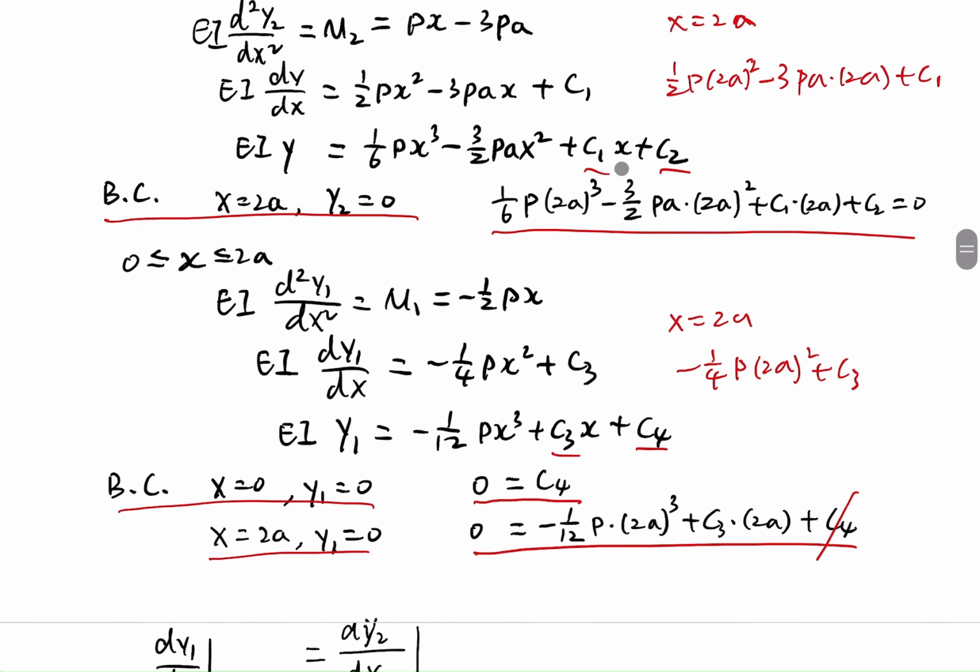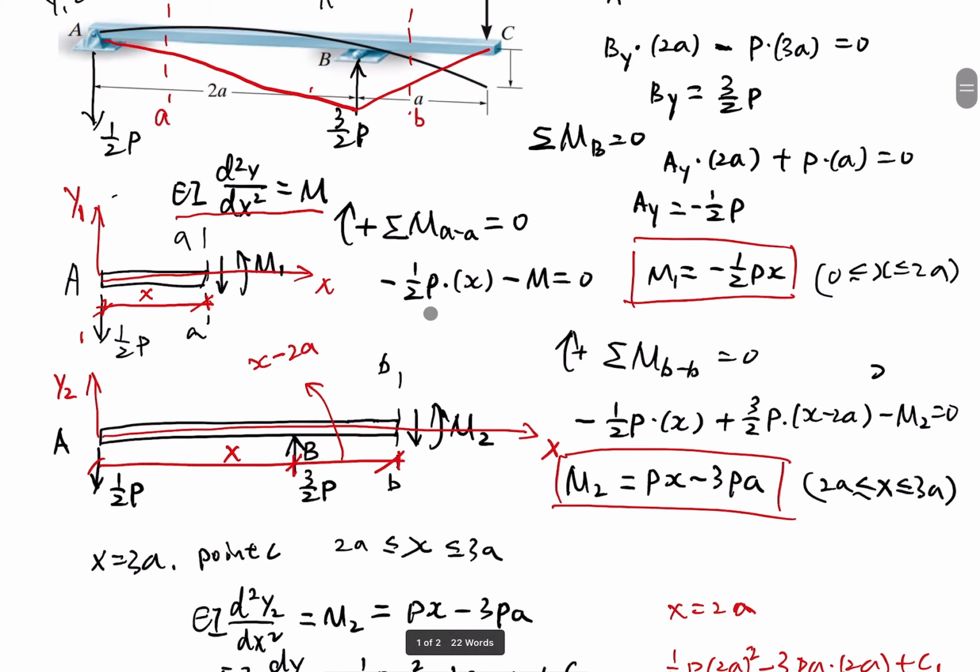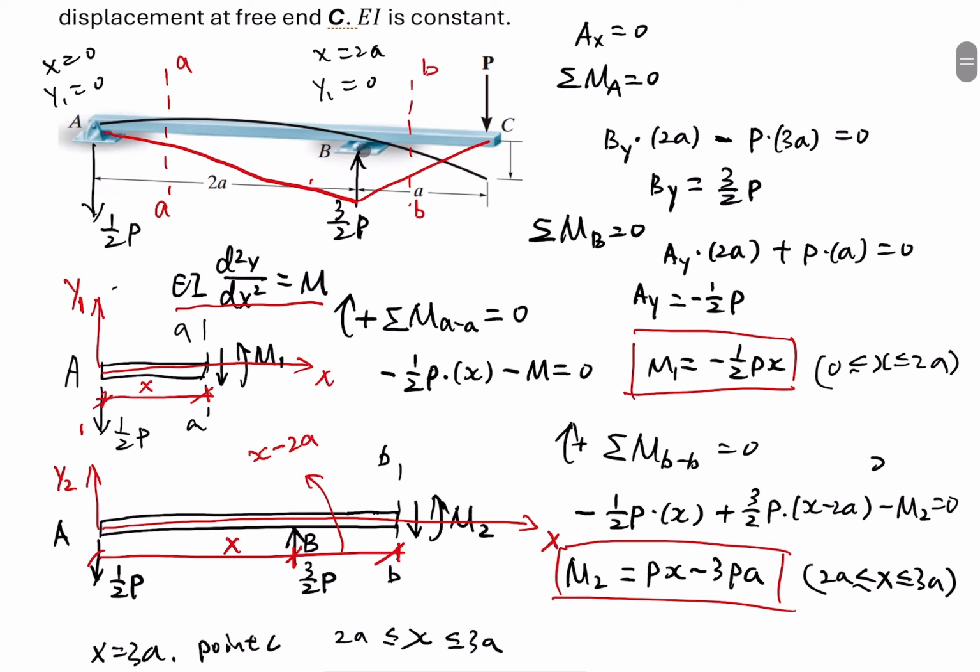So we have 4 unknown constants, but we only have 3 boundary conditions. That means we need to apply an extra equation. That extra equation comes from the continuity conditions. The continuity condition is that at point B, there's no break, so the deformed curve is continuous. That means the displacement is the same and the slope is the same. So the displacement is 0 for both curves, and the slope must be equal to each other.